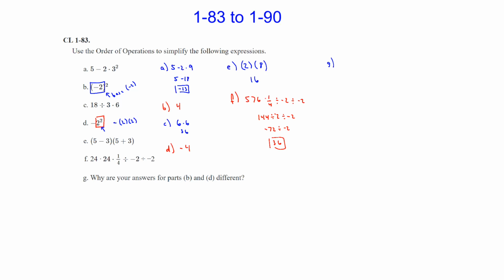So I just realized that the problem that shows up on mine, on F, looks to be different than what is potentially in your book. What you might see in your book on F is 24 times 1/4 divided by negative 2, which has a lot fewer numbers in it. So 24 times 1/4 would be 6, and then 6 divided by negative 2 would be negative 3. So if the F that I did is different than what you have in the book, it's probably this one, and then your answer would be negative 3.